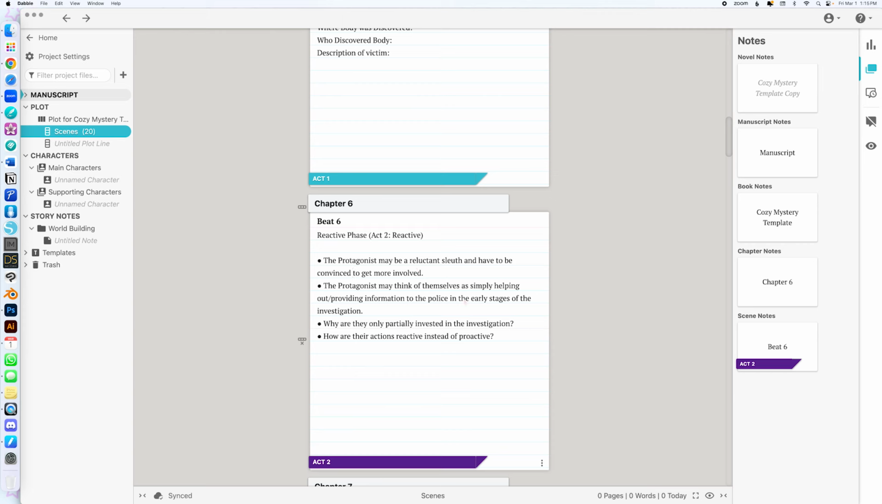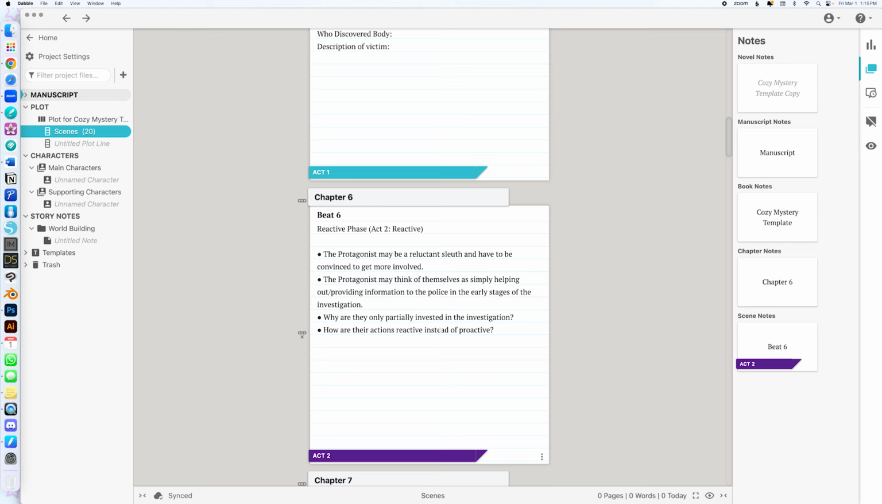The protagonist may think of themselves as simply helping out or providing information to the police in the early stages of the investigation. Why are they only partially invested in the investigation, and how are their actions reactive instead of proactive? So in this beat, in a cozy setting, more often than not, you would have the protagonist fighting against wanting to investigate. So something needs to give them a reason to investigate. But in this sense, they are not being proactive. They're not going out there and becoming a sleuth. Everything that they're doing to investigate is almost a reaction.